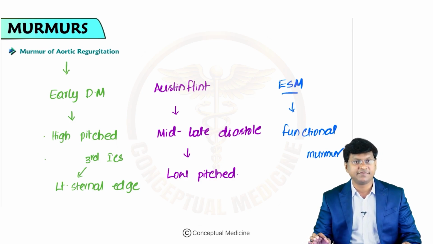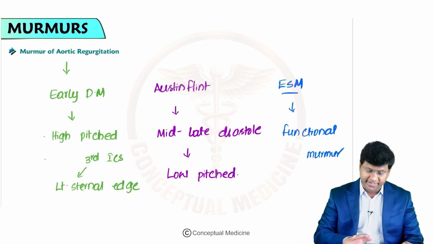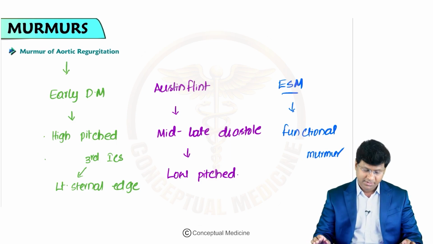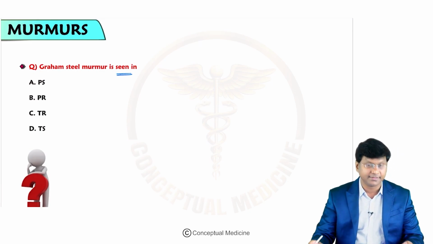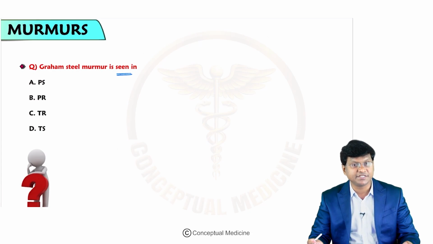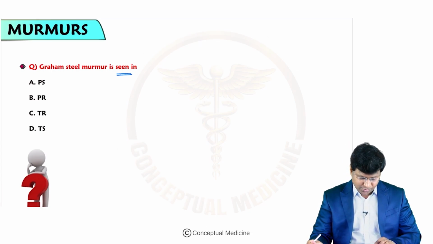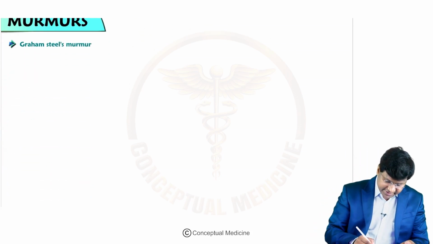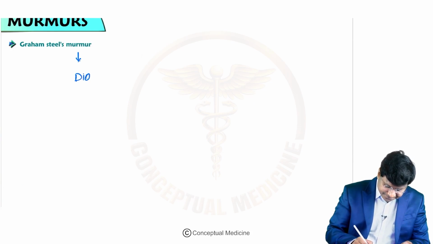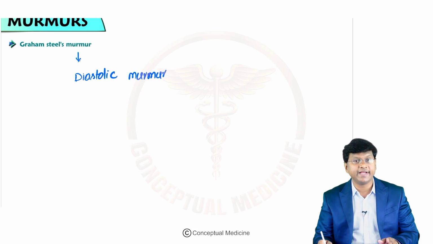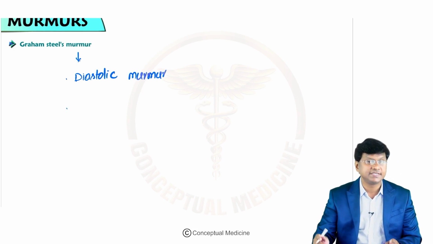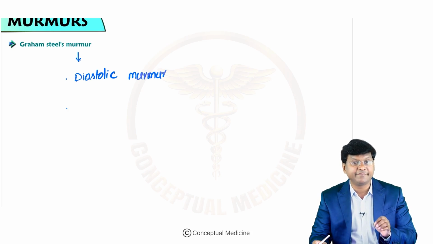So this is about your Austin Flint murmur seen in aortic regurgitation, and these are all the various murmurs of aortic regurgitation. And the next important question is, Graham-Steell's murmur is heard in pulmonary stenosis, pulmonary regurgitation, tricuspid regurgitation, tricuspid stenosis. So you take this Graham-Steell's murmur. This is also a diastolic murmur, right? And where is it heard? It is audible along the left sternal border.